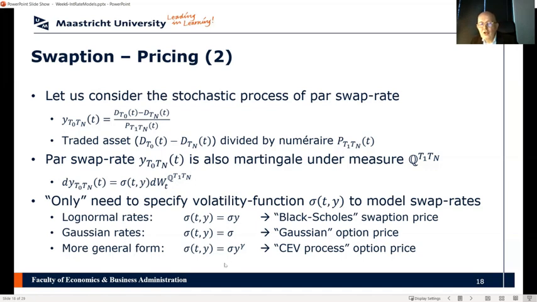And Yoshi in his book talks about a more general form. This is known as CEV, the constant elasticity of variance process, where you say, I can model the volatility function as a deterministic part or a constant sigma times the swap rate raised to a constant number gamma. And obviously for gamma equal to 1, we get the lognormal back. And for gamma equal to 0, we get the Gaussian process back. So this is kind of a generalization.